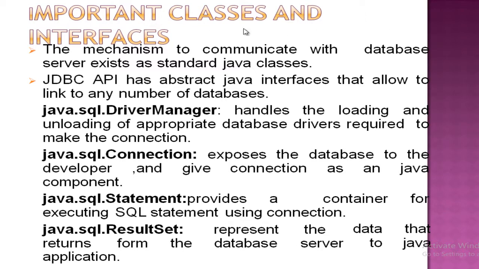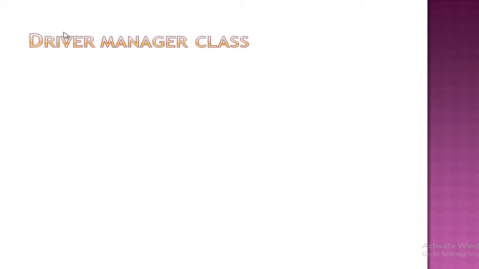Basically, JDBC is used to connect the Java application and the database. For that, the JDBC API has abstract Java interfaces that allow you to link to any number of databases. So here are java.sql.DriverManager, java.sql.Connection, java.sql.Statement, and java.sql.ResultSet.